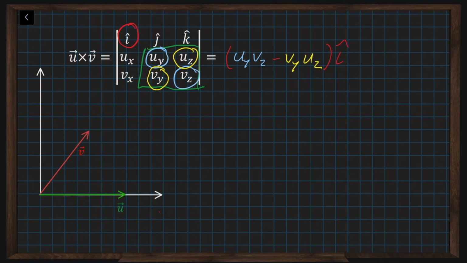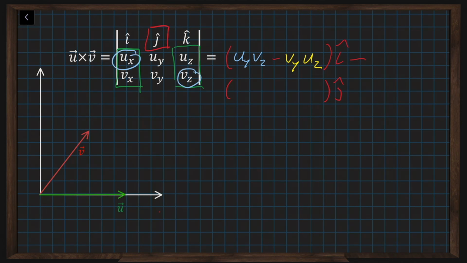For the second step, we add a minus sign. And let's get rid of this for a moment. And we take the second unit vector. And we take all the components that are not in the same row or the same column as that unit vector. And we perform the same thing. So we have unit vector j. We take the top left and the bottom right. We multiply them together. And then we subtract the product of the bottom left and the top right.